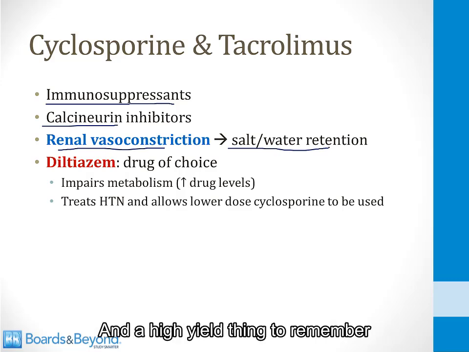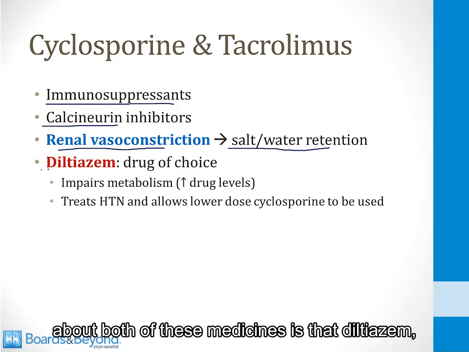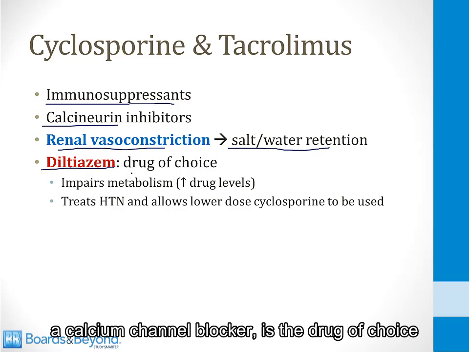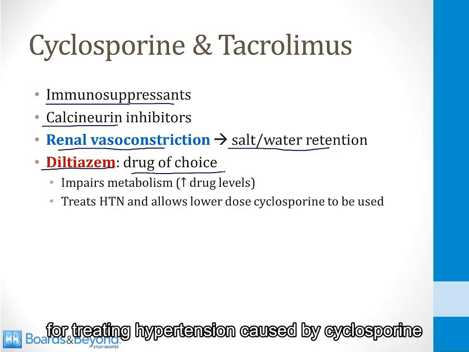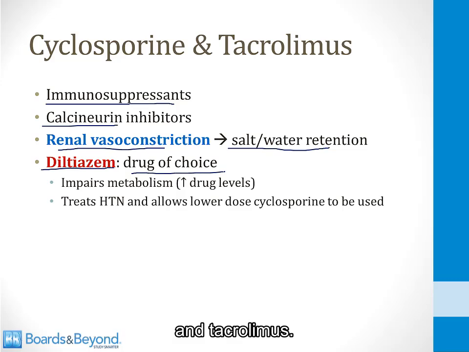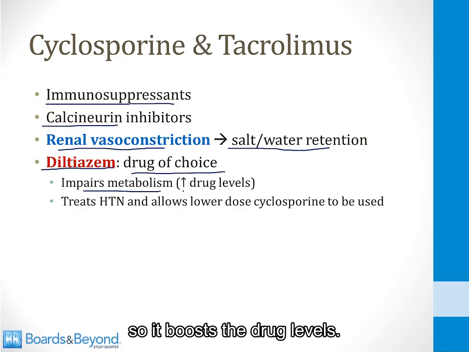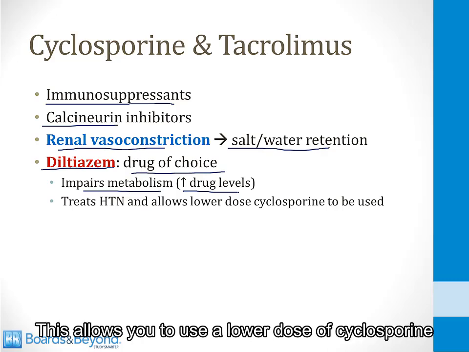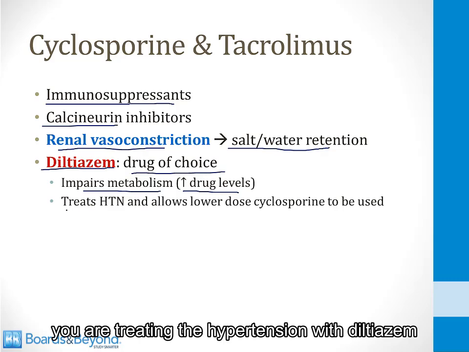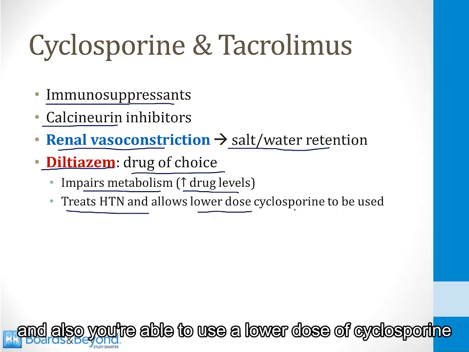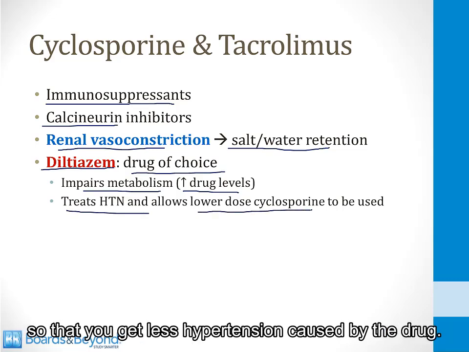And a high-yield thing to remember about both of these medicines is that diltiazem, a calcium channel blocker, is the drug of choice for treating hypertension caused by cyclosporin and tacrolimus. The reason for this is that diltiazem impairs the metabolism of cyclosporin and tacrolimus, so it boosts the drug levels. This allows you to use a lower dose of cyclosporin and tacrolimus. In other words, you are treating the hypertension with diltiazem, and also you are able to use a lower dose of cyclosporin so that you get less hypertension caused by the drug.